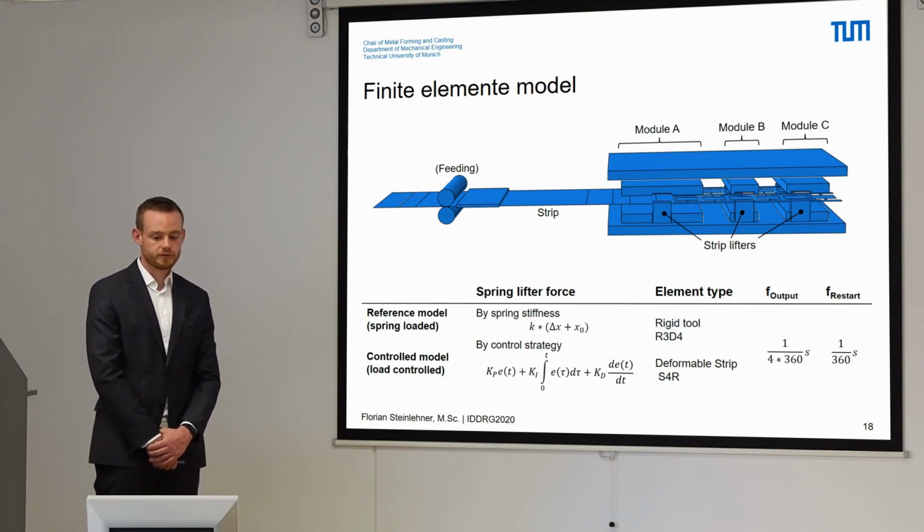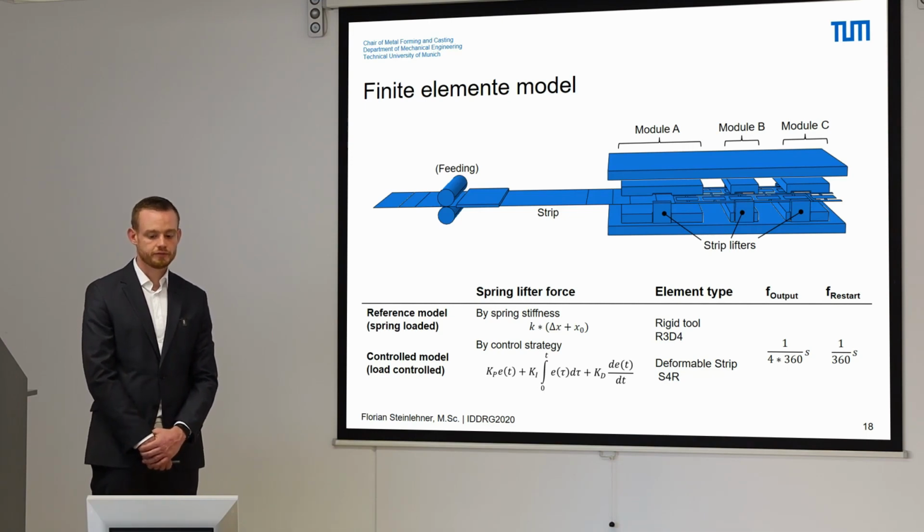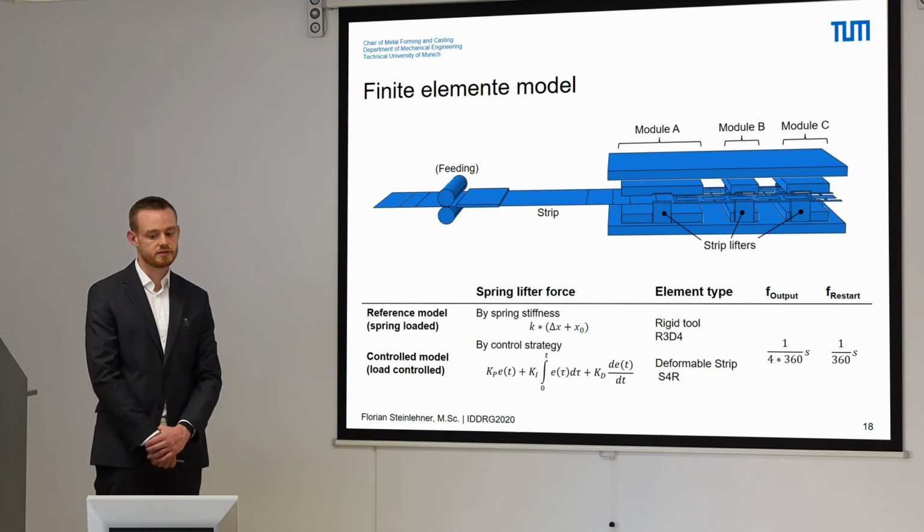The writing frequency for both the field and the history output and the frequency of the restart is chosen to be a multiple of 360 Hz to fit to the frequency of the controlling block of the co-simulation and to the crank angle of the progressive die tooling.